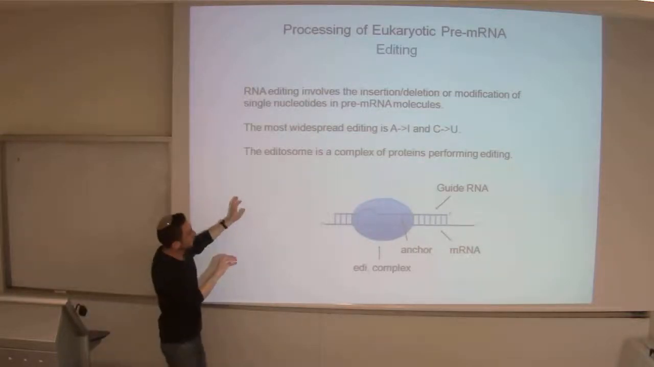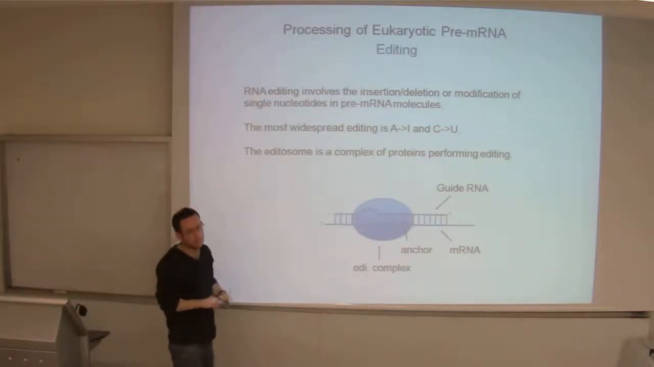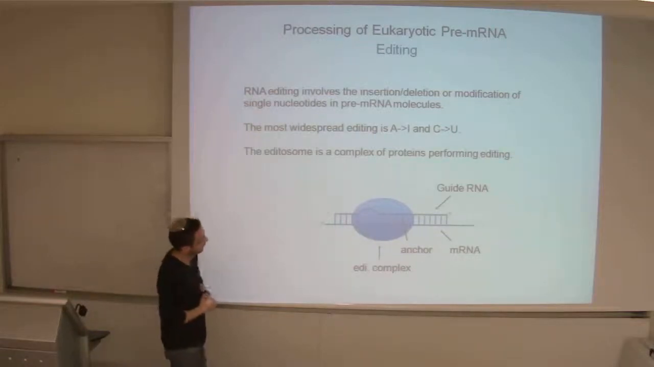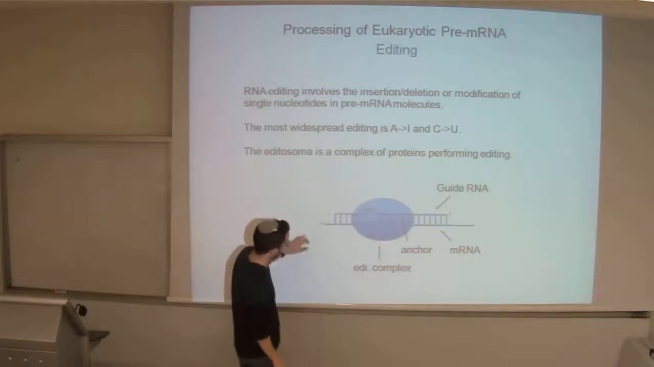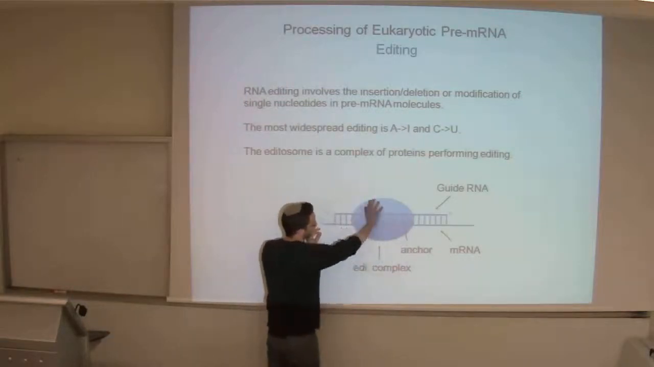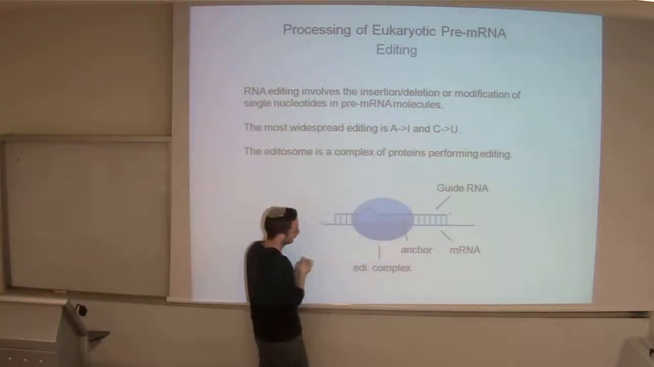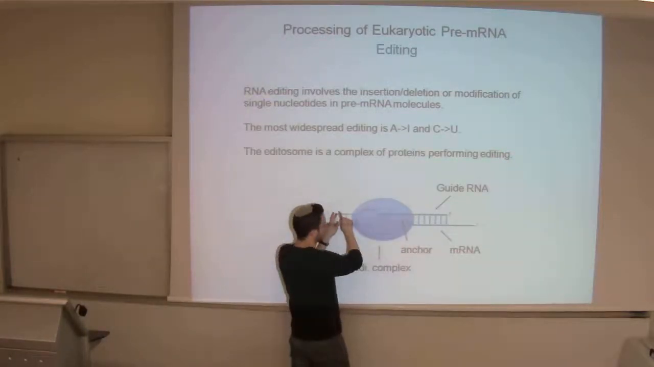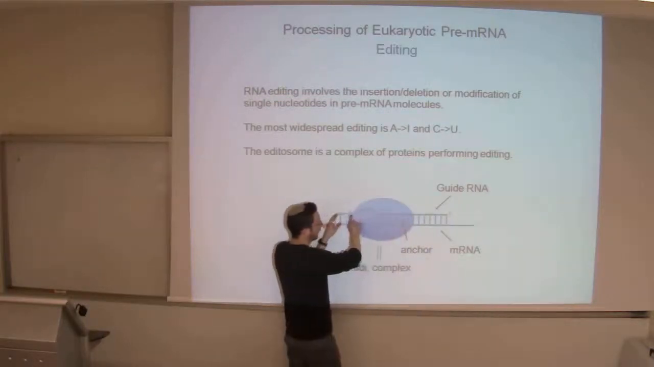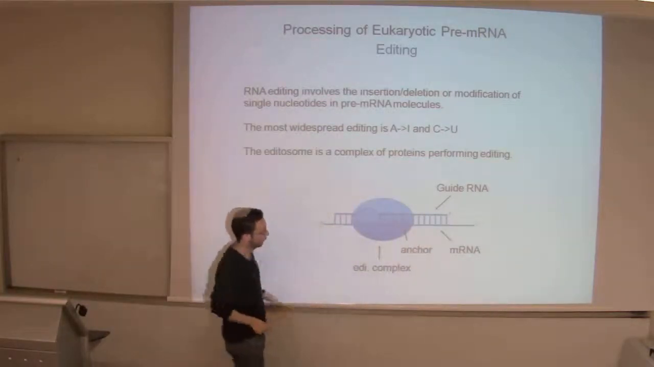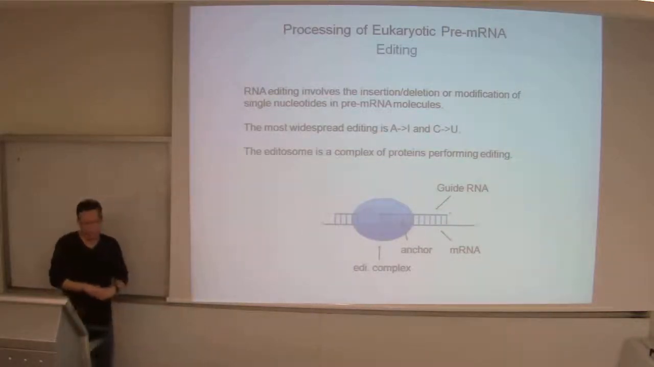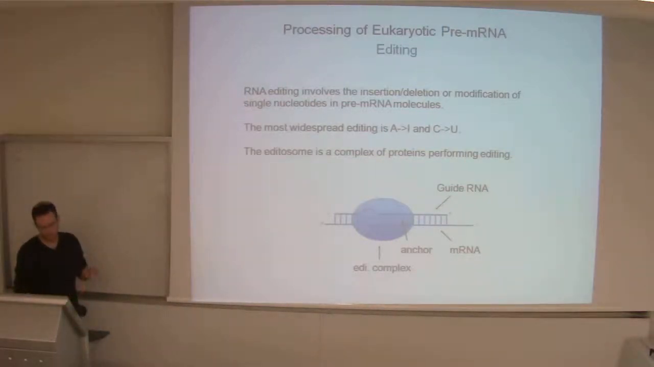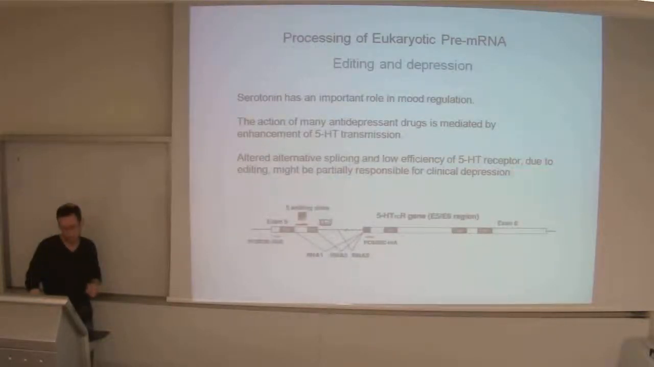And very briefly, the editosome, which is a complex that promotes this reaction, includes proteins. The blue circle here denotes several proteins that participate in the reaction, and the messenger RNA that is altered, and what is called the guide RNA. The exchange will be performed based on the guide RNA. So after the RNA was already processed, capped and polyadenylated and so on, specific single nucleotides upon it can be changed to different nucleotides.